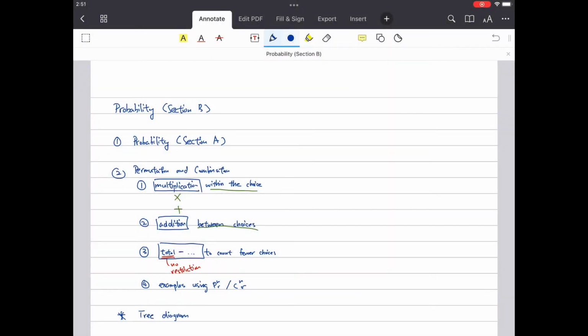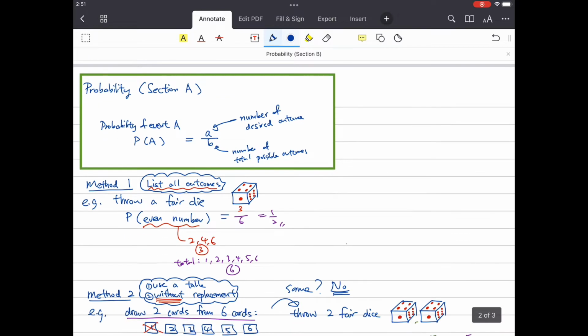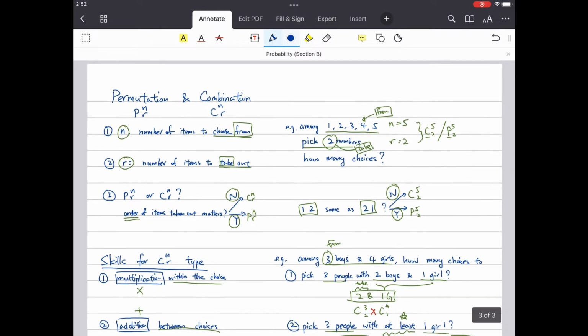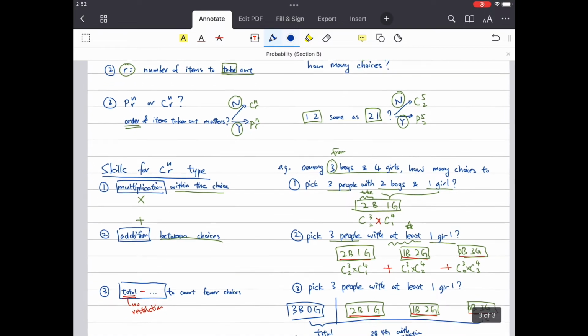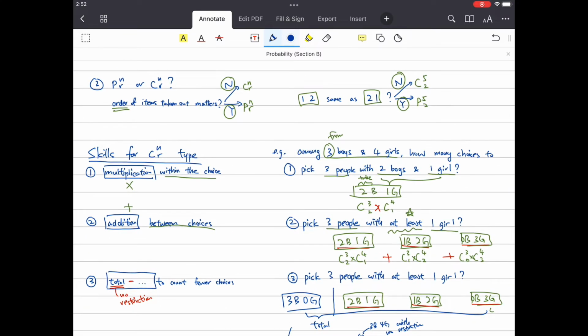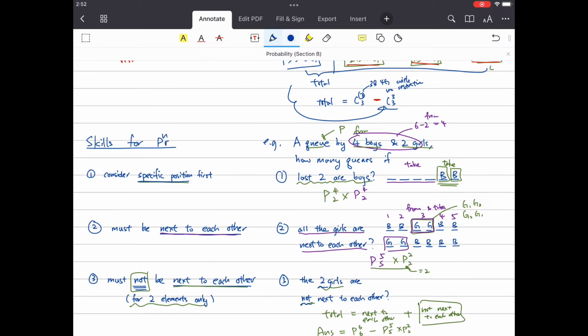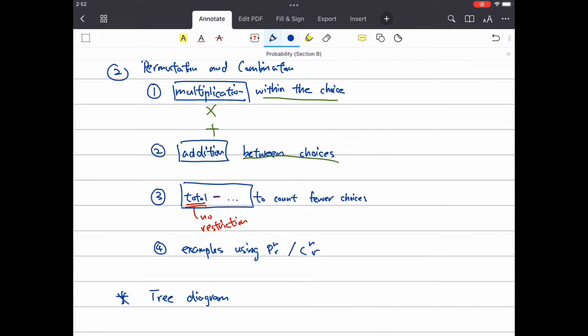In this video, we are going to talk about some Section B probability problems which are not using NPR or NCR. Before that, you should learn about Section A probability problems. And then for the NPR and NCR, the skills involved for the NCR, the three skills as shown, are very useful. Also, you need to recognize which problems should be using NPR or NCR. Finally, we will use a tree diagram to help you know which cases are involved.